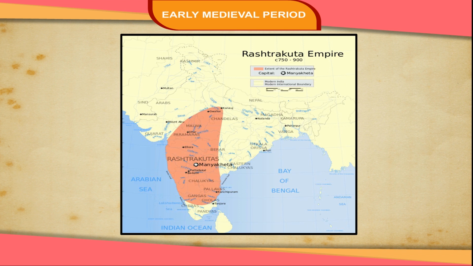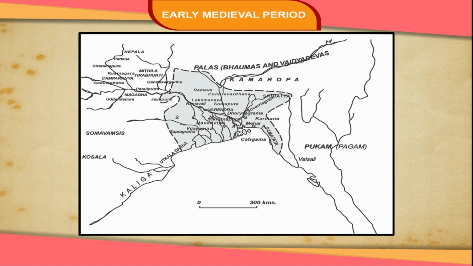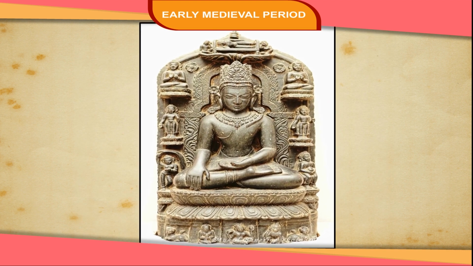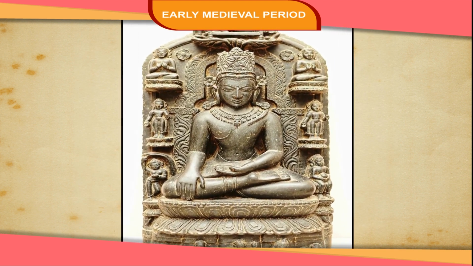In the tripartite struggle, the Rashtrakutas competed with the Palas and the Pratihars of North India. Let us briefly understand the rise of these three dynasties. Palas. The name Pala means the guardian and was used as a suffix to the names of all the Pala monarchs. The Pala dynasty was founded by Gopal in 750 CE.